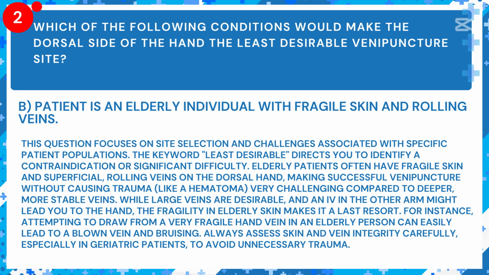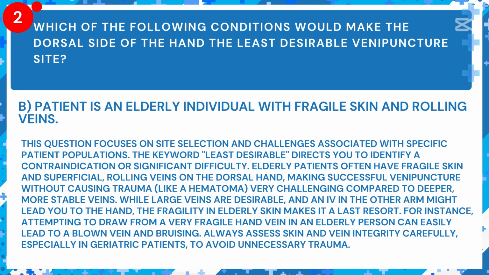Answer: B. Patient is an elderly individual with fragile skin and rolling veins. Explanation: This question focuses on site selection and challenges associated with specific patient populations. The keyword least desirable directs you to identify a contraindication or significant difficulty. Elderly patients often have fragile skin and superficial, rolling veins on the dorsal hand, making successful venipuncture without causing trauma, like a hematoma, very challenging compared to deeper, more stable veins.